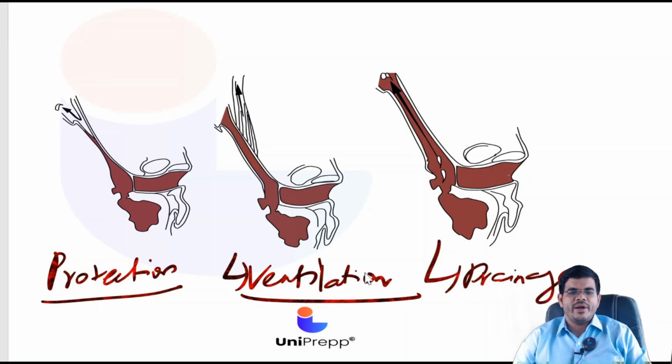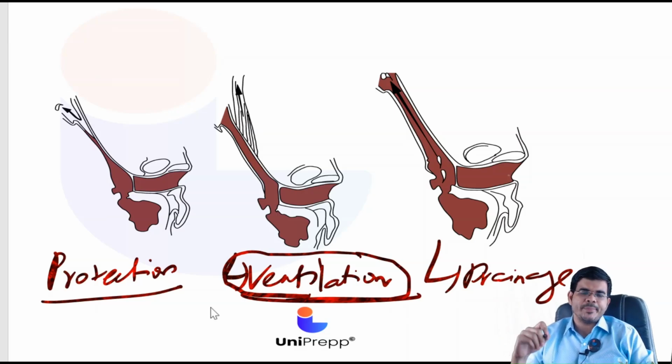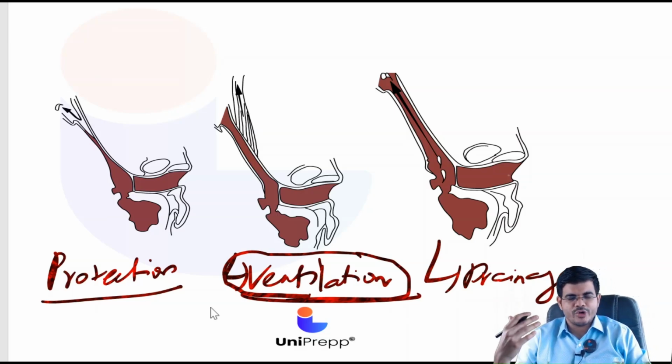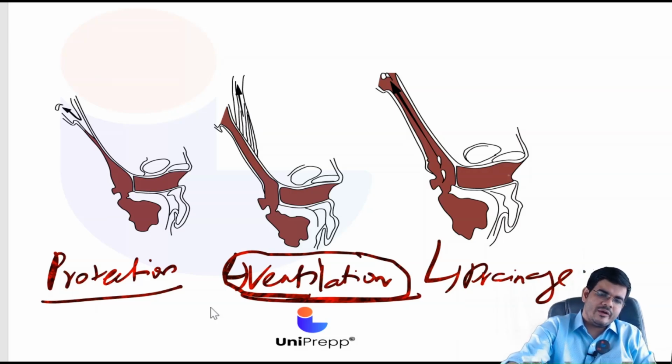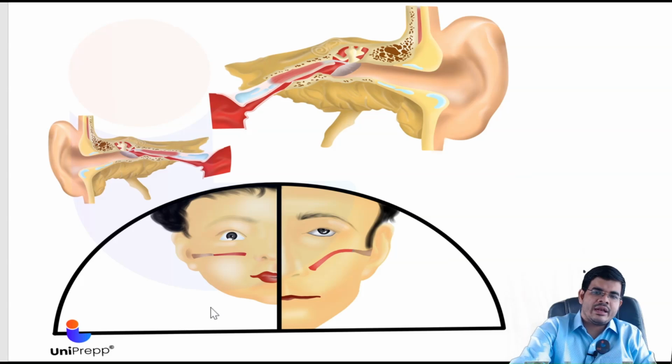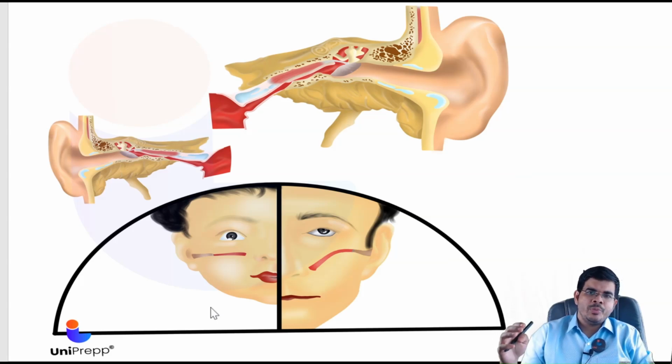So, what is the main function of the eustachian tube? It is ventilation. When ventilation of the middle ear gets impaired, it can result in a lot of consequences, and that will be dealt with in detail today. For now, just remember that ventilation is the most important function of the eustachian tube, and the eustachian tube has more chance to become dysfunctional in an infant.